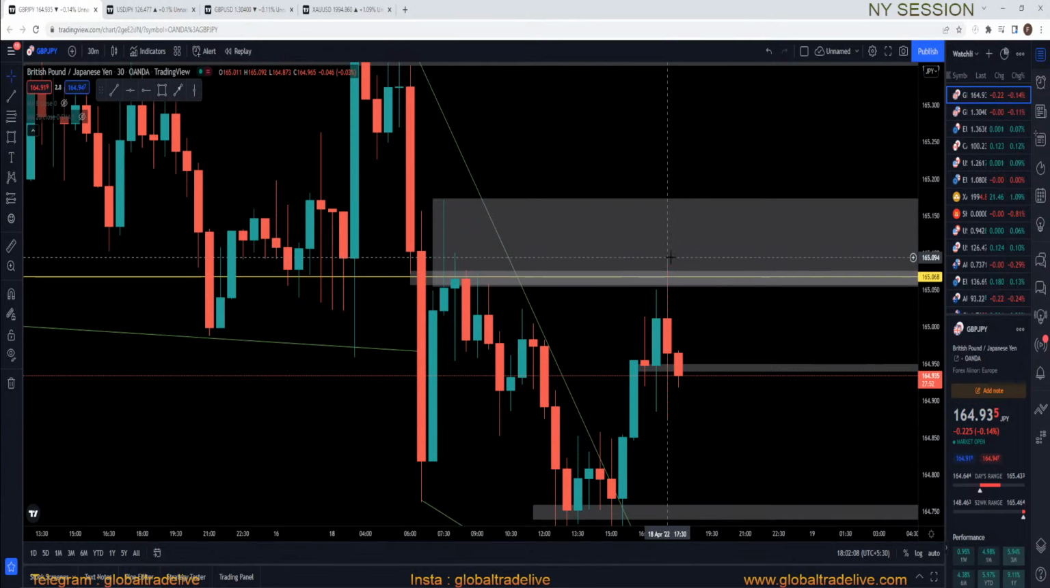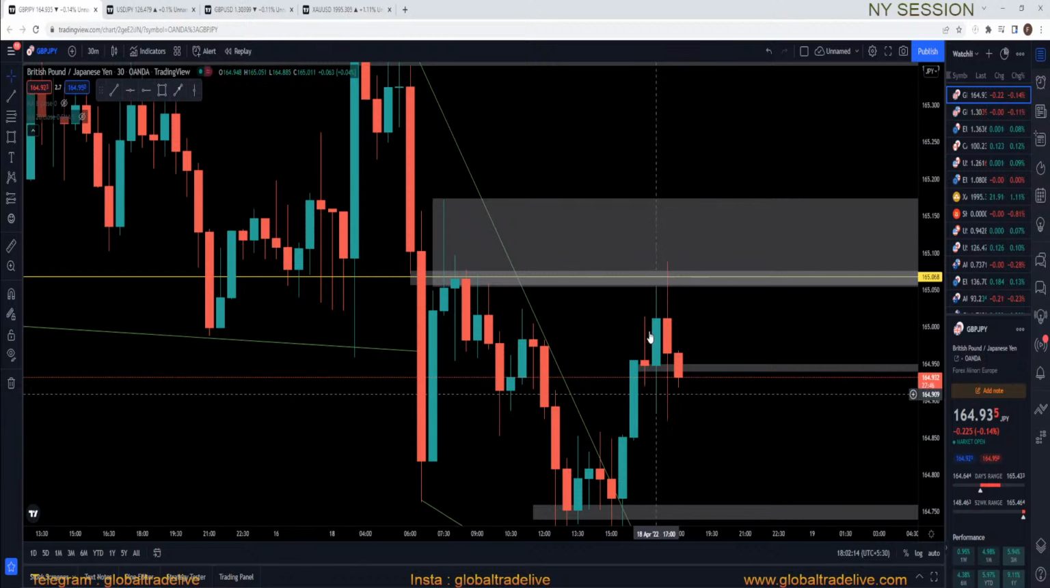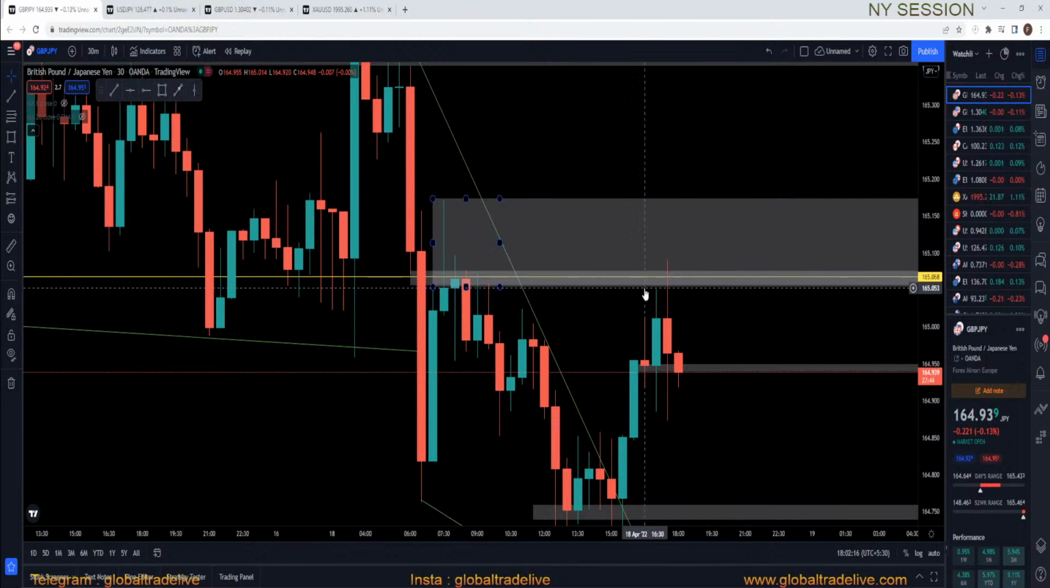So this move up may be just to trap these buyers over here, and now it just went down and broke the low of the previous one, so it just took out every buyer. It hunted the stop losses of those buyers.